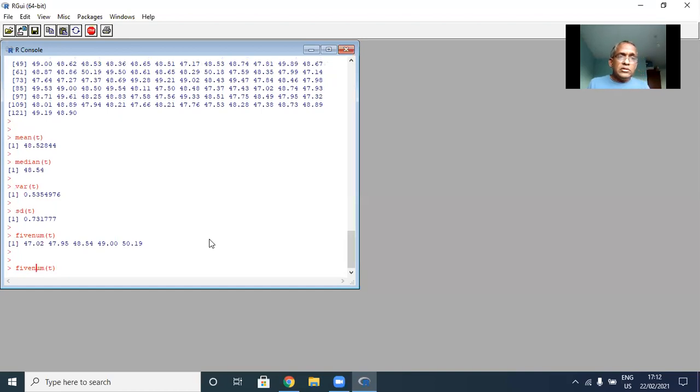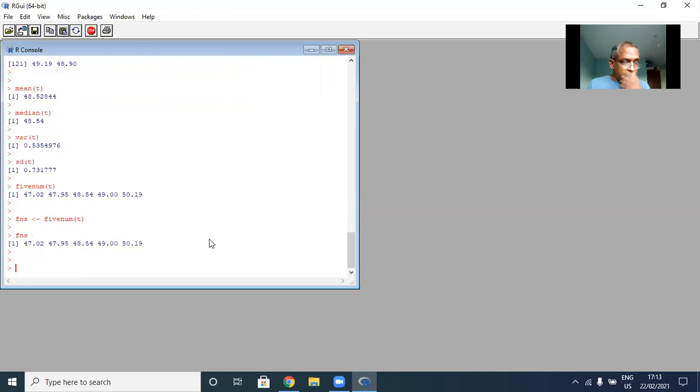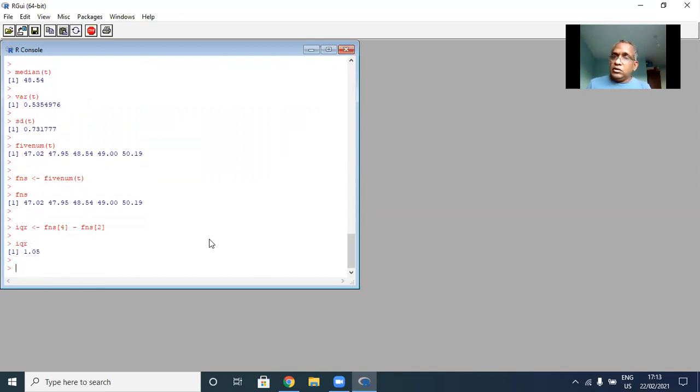So if you assign this to something called, say, FNS, then FNS will contain these 5 numbers, right? Remember the IQR, the interquartile range, is the difference between the third quartile and the first quartile, right? So the IQR for this data set is 1.